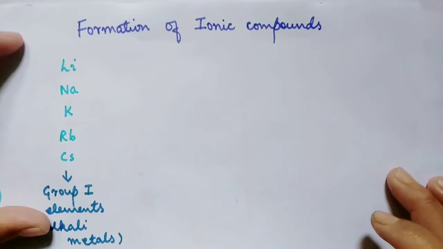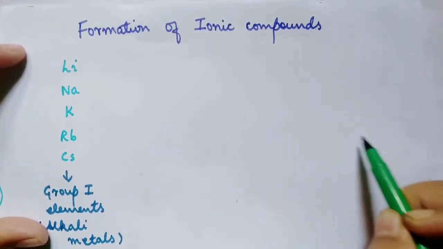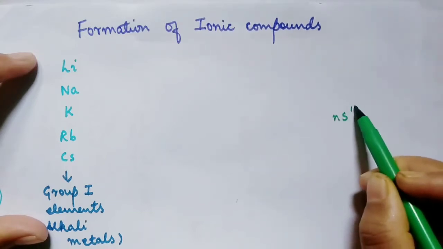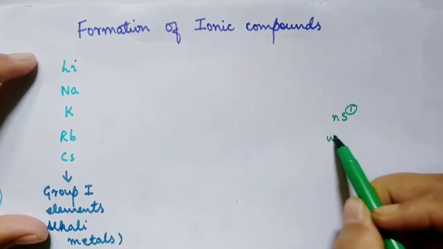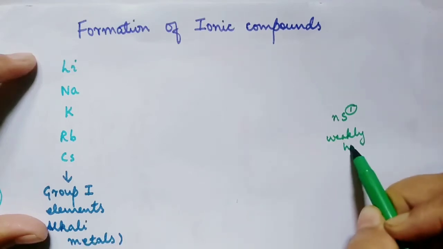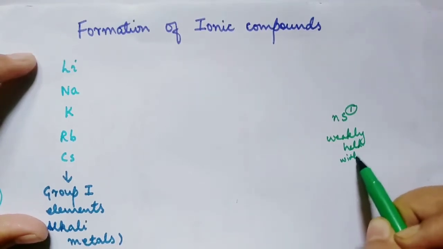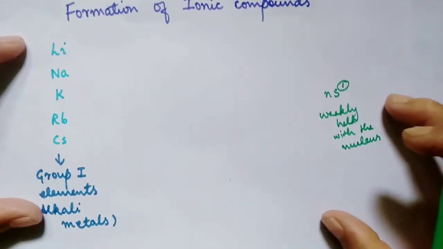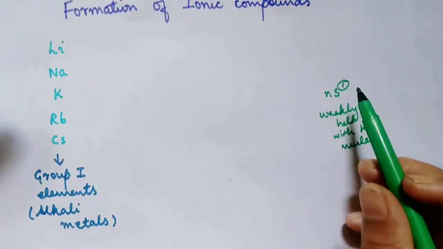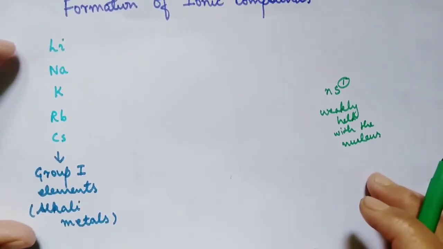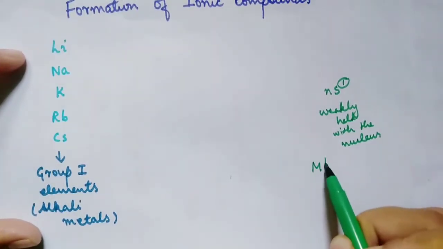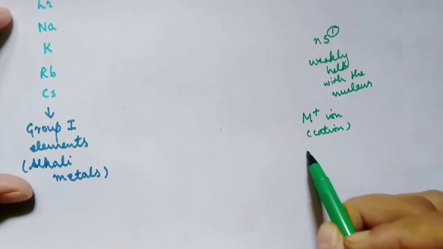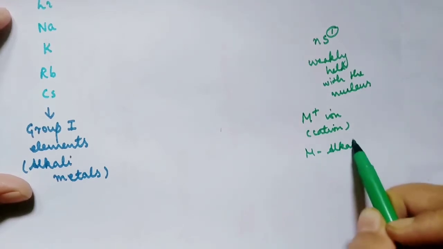Yes. These group 1 elements have the valence shell electronic configuration ns1, and we know that this valence electron is weakly held by the nucleus. As a result of that, it can be easily lost by the alkali metals to form the M+ ion, that is the cation, where M is the alkali metal.